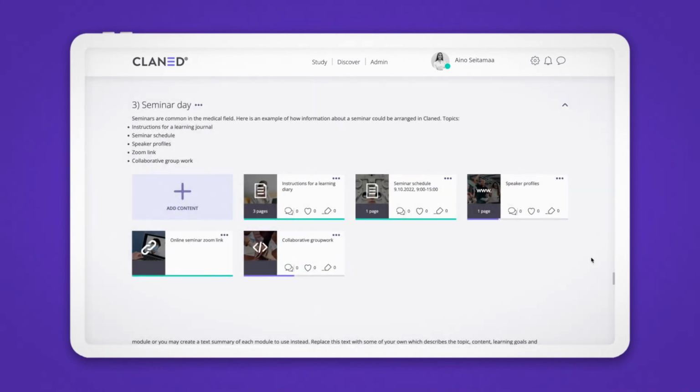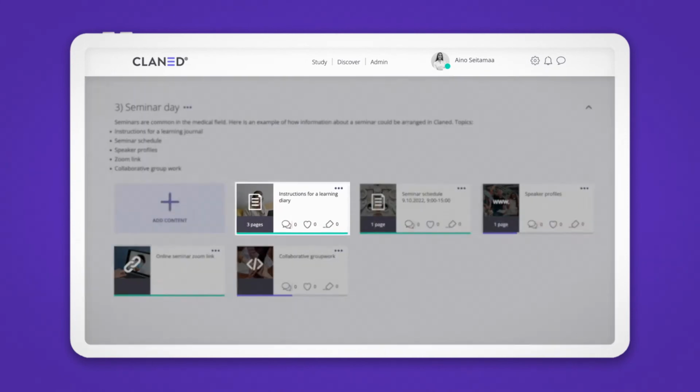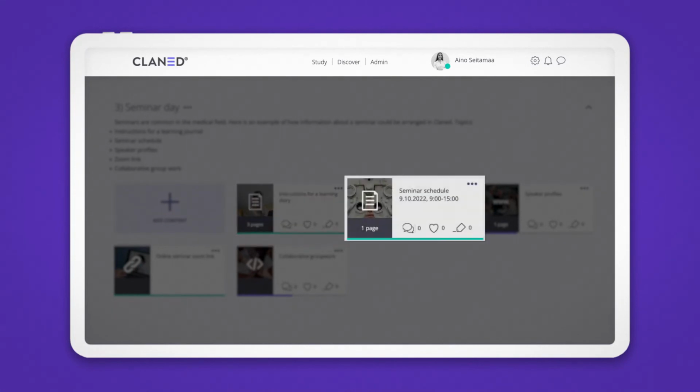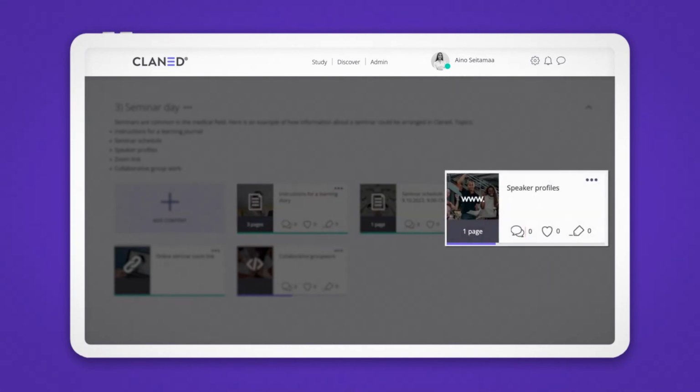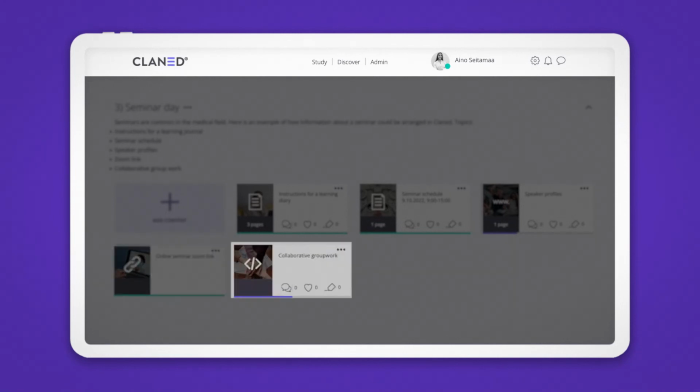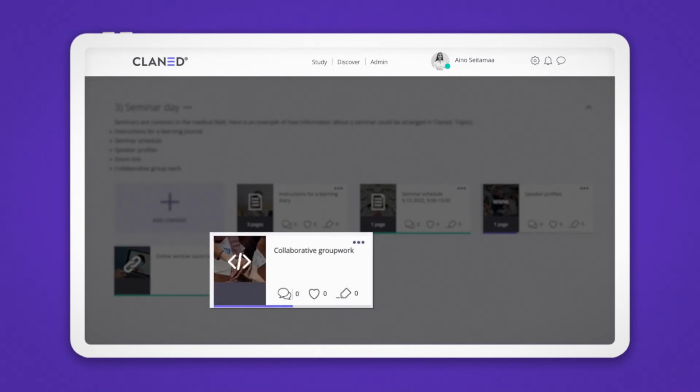For the seminar day, learners are provided with instructions for a learning journal that is to be kept during the seminar, the seminar schedule and speaker profiles, the link to the online seminar, and finally, an embedded whiteboard for a group discussion during the seminar.